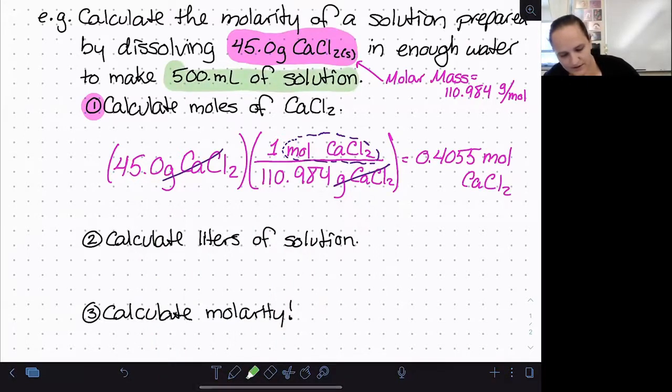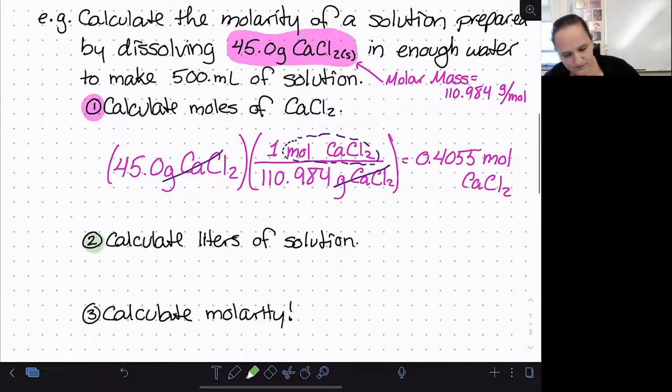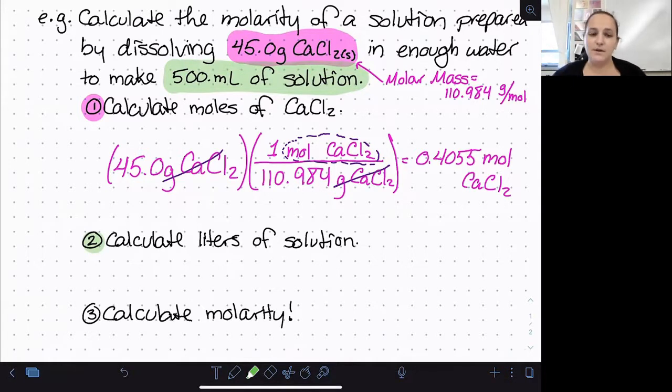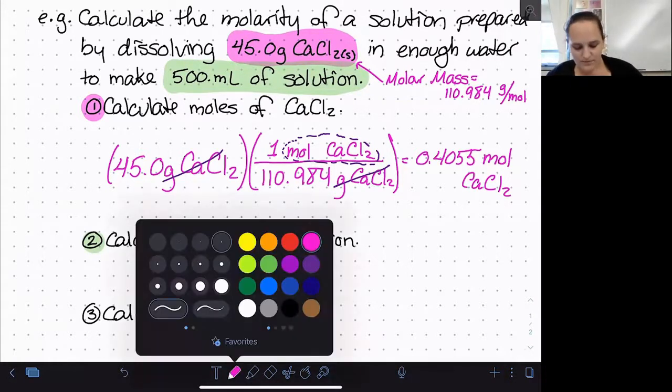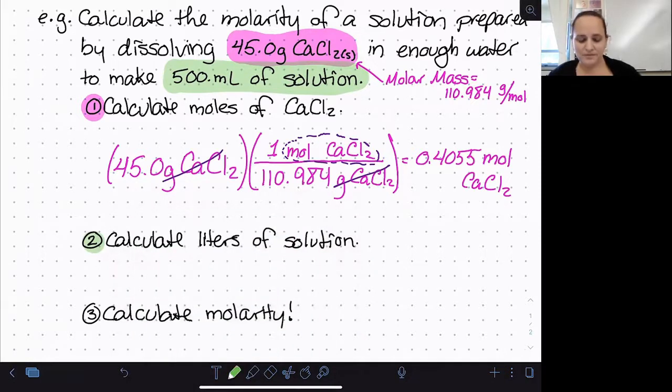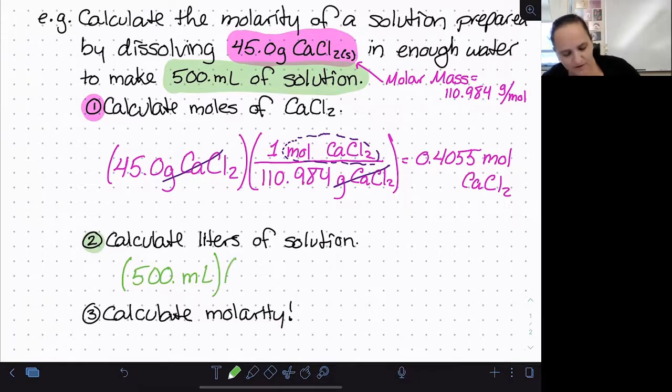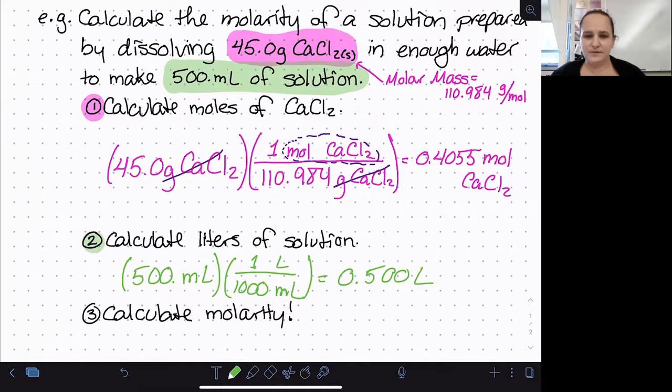So up next, we're going to need to calculate the liters of solution. We're told in the problem that we're making 500 milliliters of solution. So for this part, we just need to do a quick metric conversion. We have 500 milliliters. There are 1,000 milliliters in a liter. So 1,000 milliliters goes on the bottom, 1 liter goes on the top. So 500 milliliters is 0.500 liters.